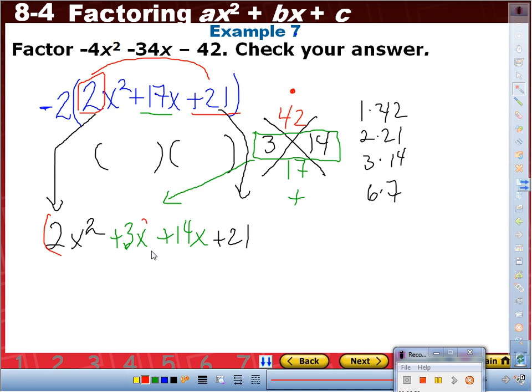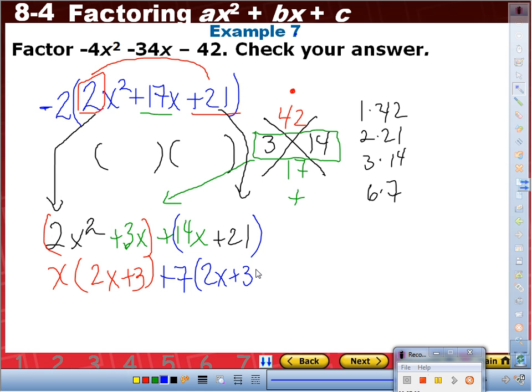Yes. What's GCF for these first two terms? 1x, and we're left with 2x plus 3. What's GCF for these two? 7, and we're left with 2x plus 3. Therefore, what's the GCF for these two? 2x plus 3. Do you guys see that? Here and here. Okay, and what's left? What's left? X plus 7.